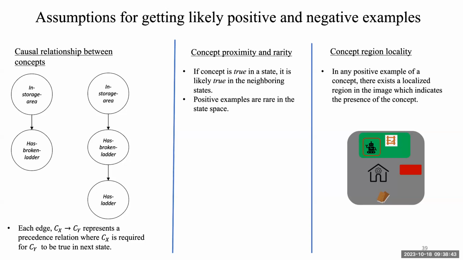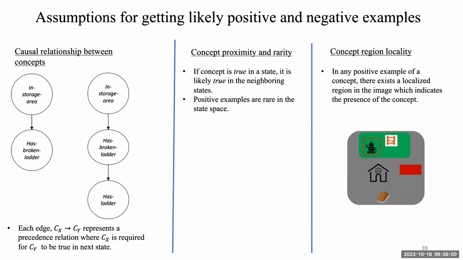So what this means here is that the agent must be in the storage area so that it can have the broken ladder in the next state. And here it is saying that it must have the broken ladder so that it can get the ladder in the next state. Okay, so this is one assumption.